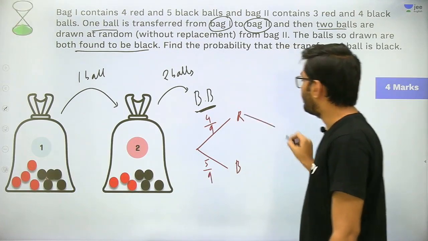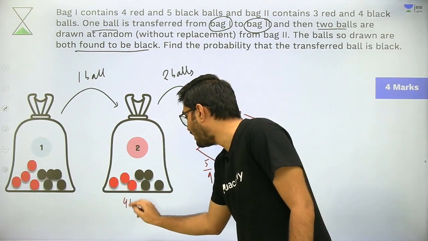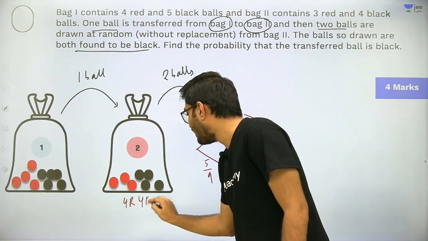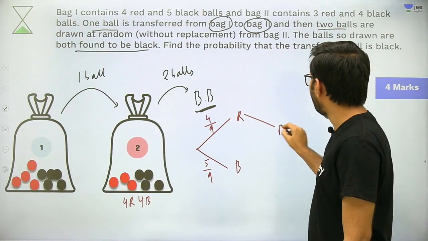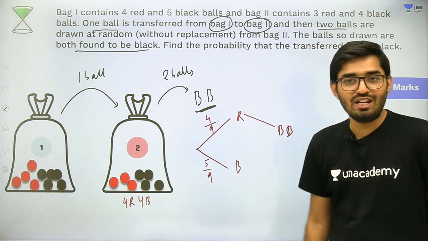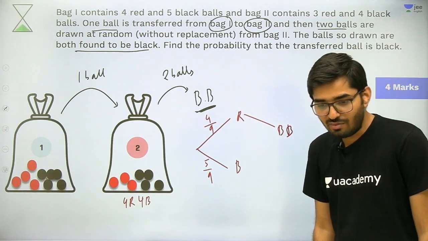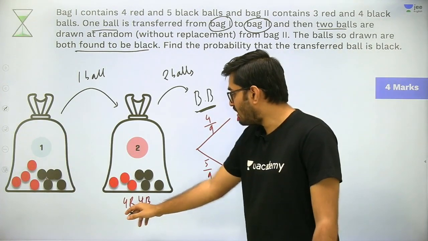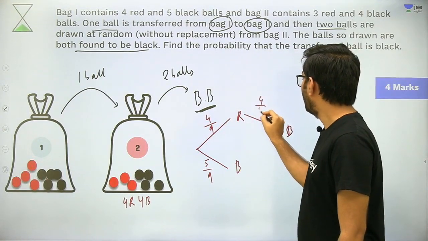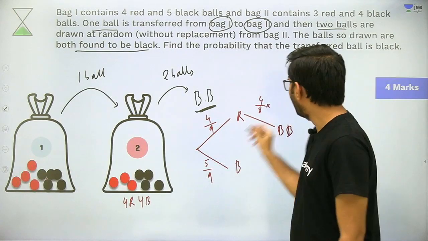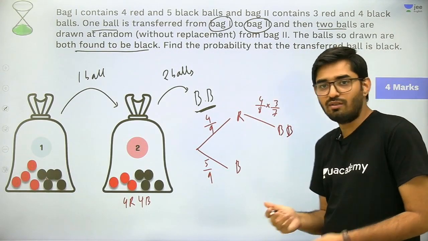Let's say a red ball is transferred. Now bag 2 will have 4 red and 4 black. We want two blacks without replacement. The first black is 4 divided by 8, and the second black is 3 divided by 7. We are not replacing it, so the number of balls becomes less.